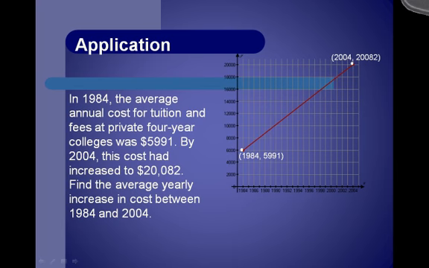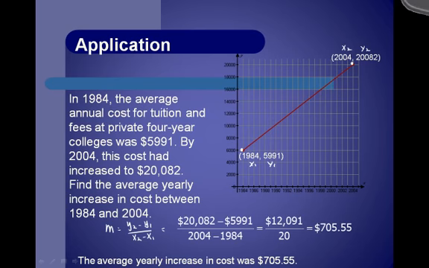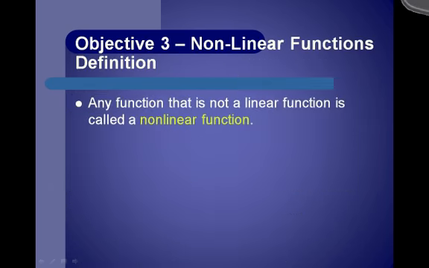So the first thing we want to do is to find the slope of that line, or the average yearly increase in cost between 1984 and 2004. Well, if we consider the first point to be x1, y1, and the second point to be x2, y2, and we plug it in our slope formula, which was y2 minus y1 divided by x2 minus x1, the average yearly increase in cost was $705.55.